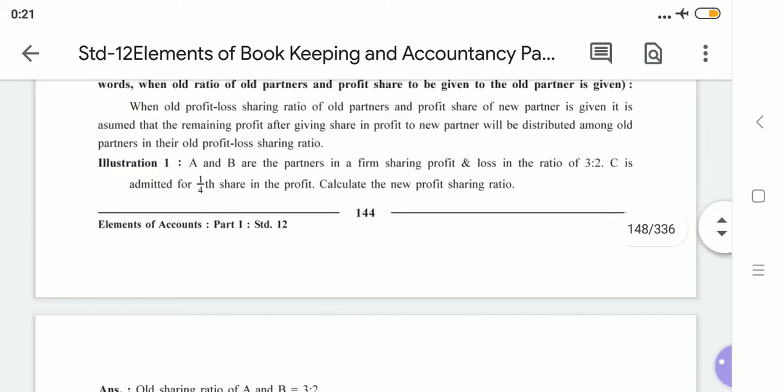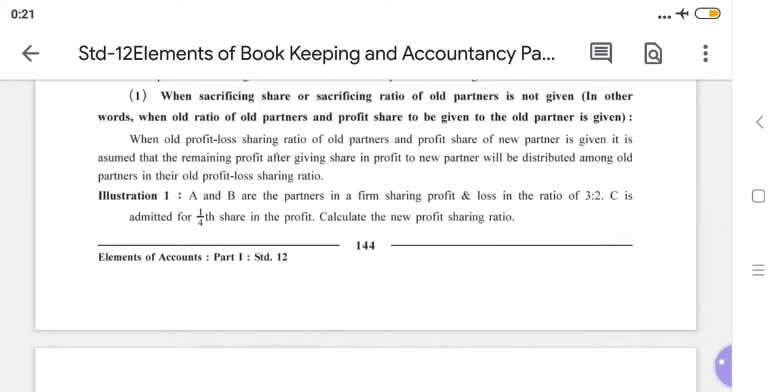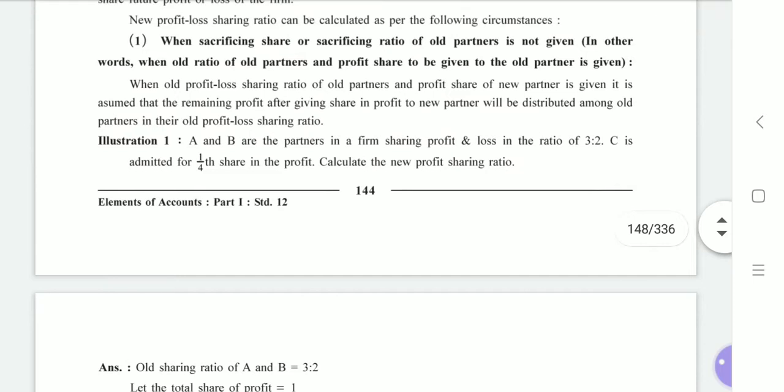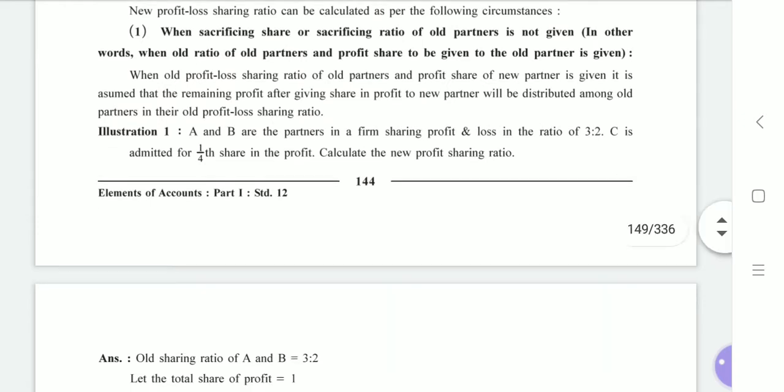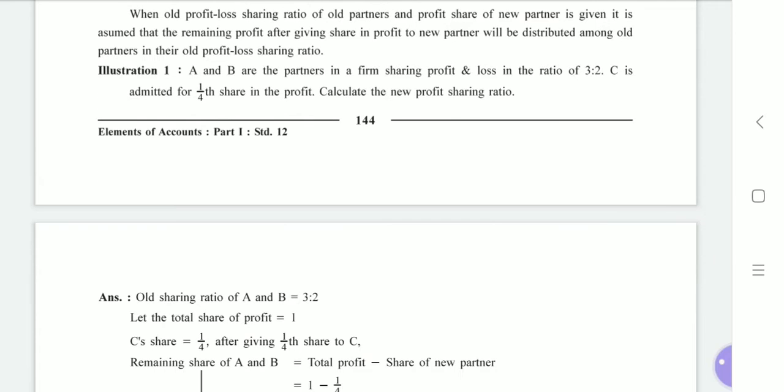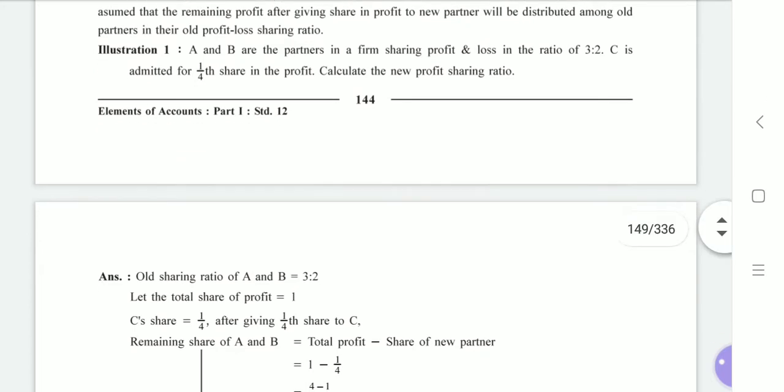And that reduced share of partners is the sacrifice made by partners. So, an important point to be noted here is that always at the admission of a new partner, the old partners have to sacrifice. So, there are a few short sums given for the explanation of the same. We'll start with a very simple example, that is illustration 1. I'll read the question. A and B are partners in a partnership firm sharing profit and loss in the ratio of 3:2. C is the new partner. C will be given 1/4 share in profit.